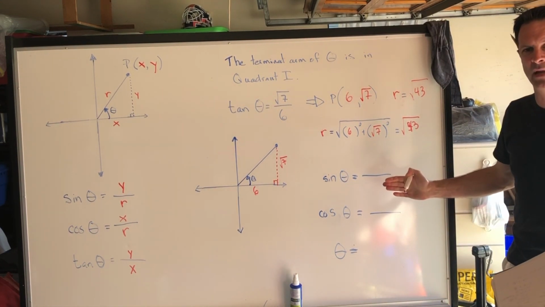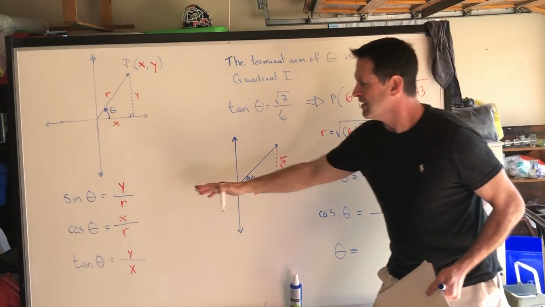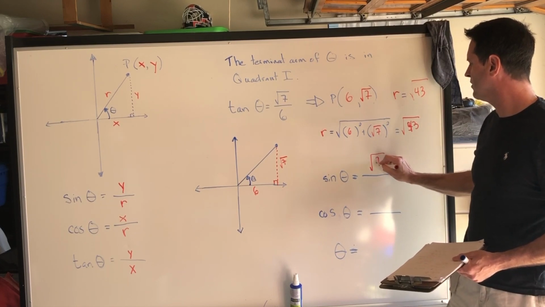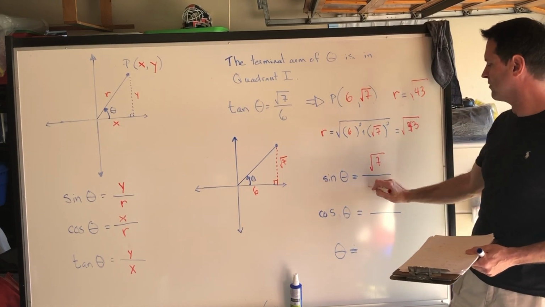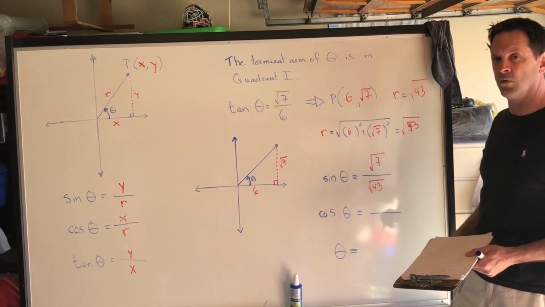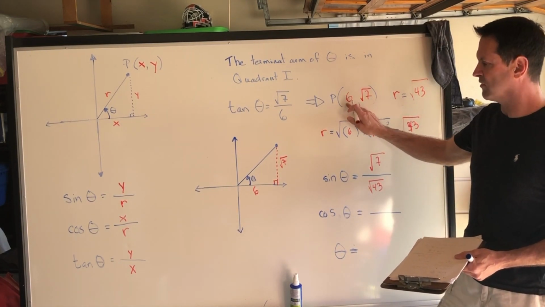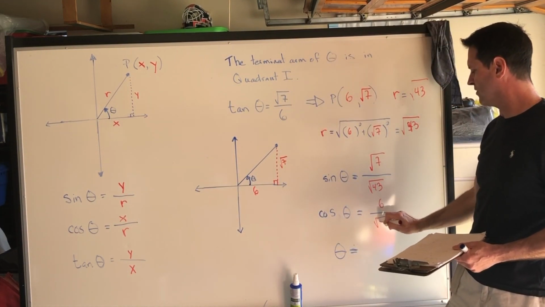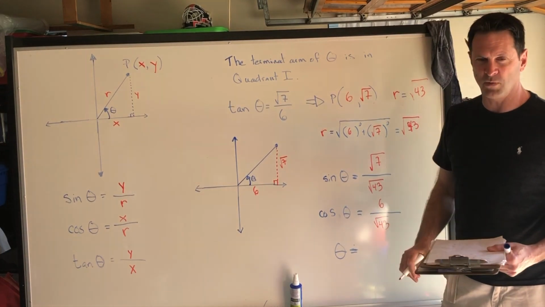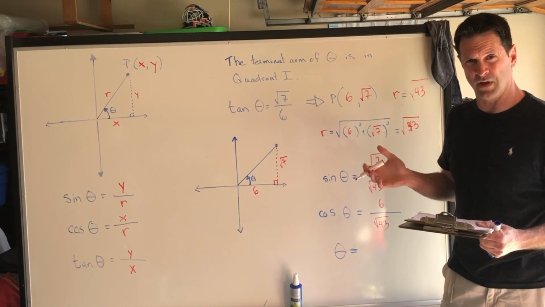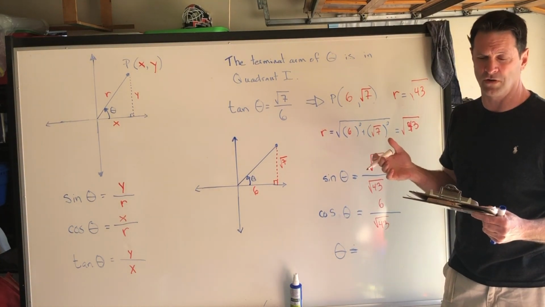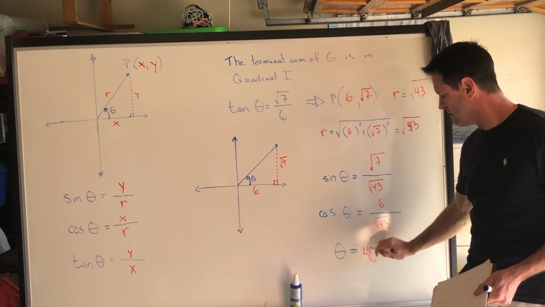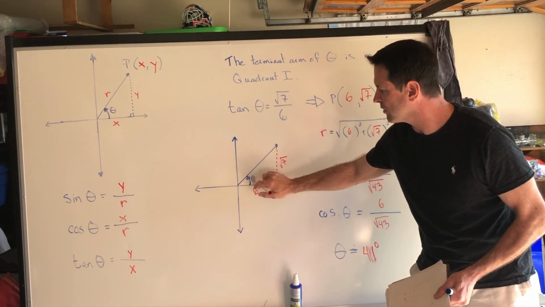So now we can get the remaining trig values. Sine, that's y over r: root 7 over root 43. The cosine, that's x over r: 6 over root 43. And when we use the second function sine, cosine, or tangent function on your calculator, you'll find that the angle in standard position is approximately 41 degrees. So about 41 degrees here.